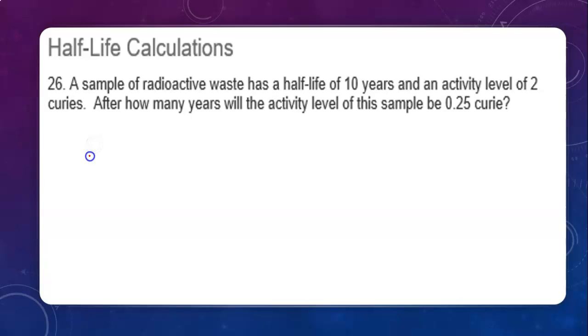So let's just look at what that might look like. We've got 2 curies, then we have 1 half-life, and then we'd have 1 curie, then we'd have 1 half-life, and then we'd have 0.5 curies, then we'd have 1 half-life, and we'd have 0.25 curies, right? So how many half-lives do we have? We had 1, 2, 3. How many years are each of those? 10 years. Okay, so then that means that was 30 years.